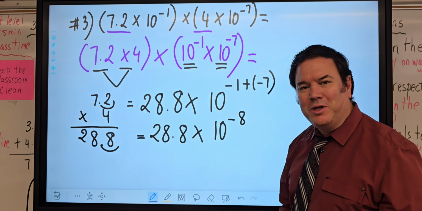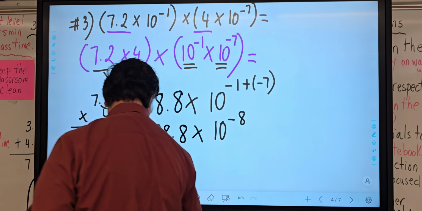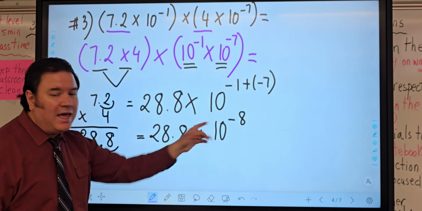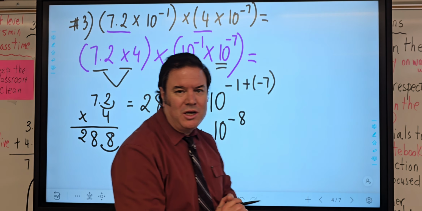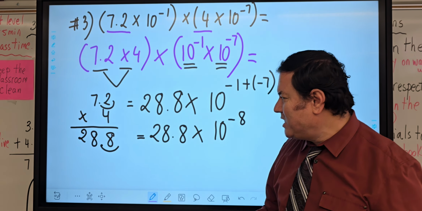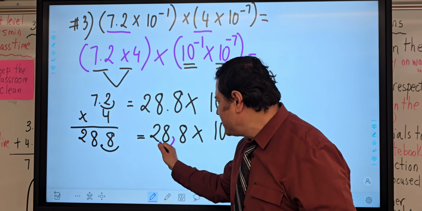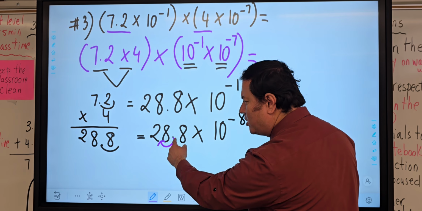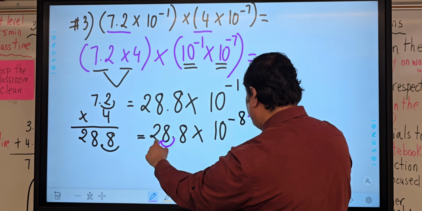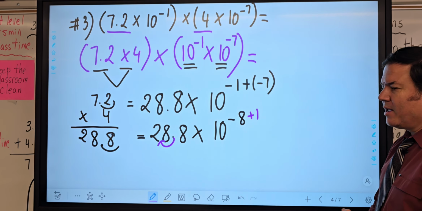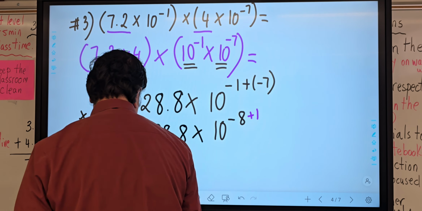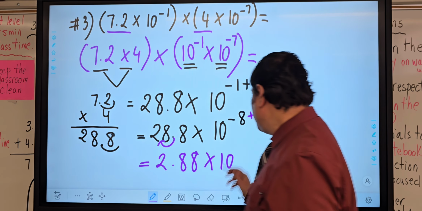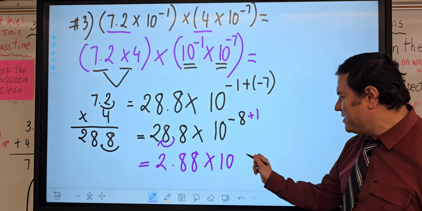And the question is, are we done? And the answer is no, not yet. Because 28.8 times 10 to the negative 8 is not written in scientific notation. Remember, in scientific notation, the decimal has to be placed between the first and the second digit. So in this case, we have to move the decimal point to the left one place, and here we are going to increase the exponent by 1. And let's see what we get. So the final answer would be 2.88 times 10 to the negative 8 plus 1, which becomes negative 7.